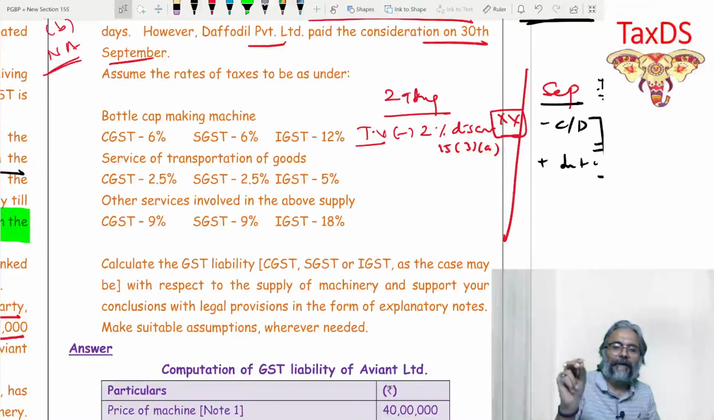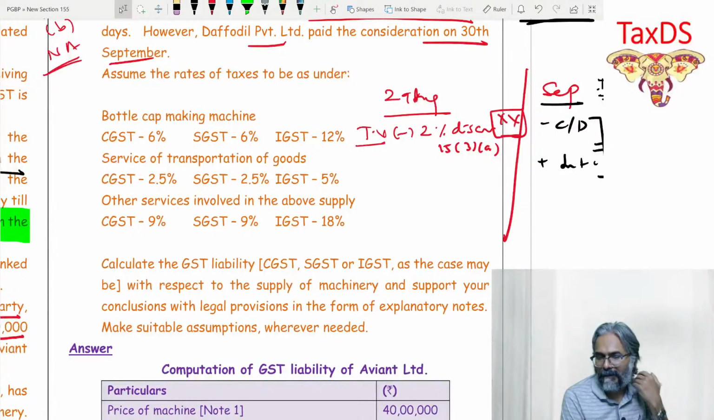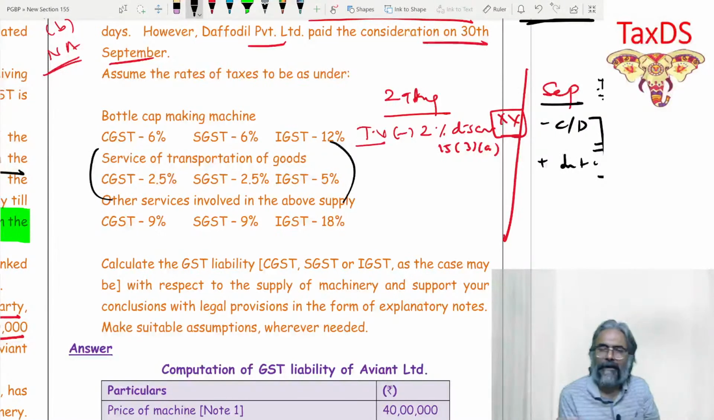Assume the rates of taxes to be as under. Students, you are yet to witness a beautiful adjustment in this particular question. What is that? I'll tell you, don't worry. Bottle cap making machine: CGST 6%, SGST 6%, IGST 12%. So I will go with the IGST 12%. Service of transportation of the goods is irrelevant in this question. We don't have to consider it.